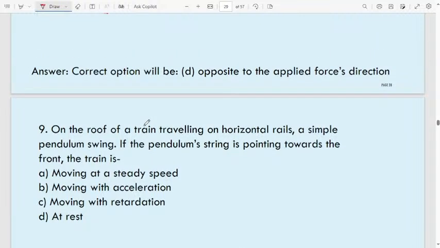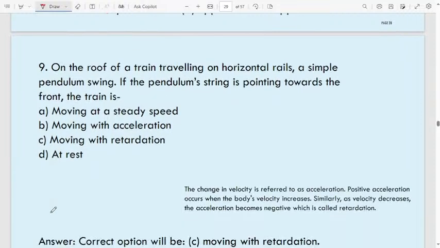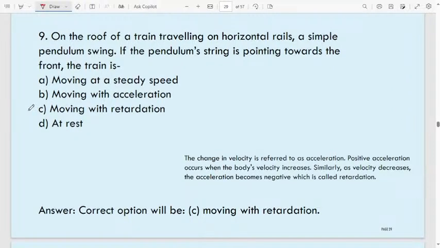Then next question. On the roof of a train traveling on a horizontal rail, a simple pendulum swings. If the pendulum string is pointing towards the front, the train is option A, moving at a steady speed. Option B, moving with acceleration. Option C, moving with retardation. Option D, at rest. Understand the question. The correct answer will be moving with retardation.